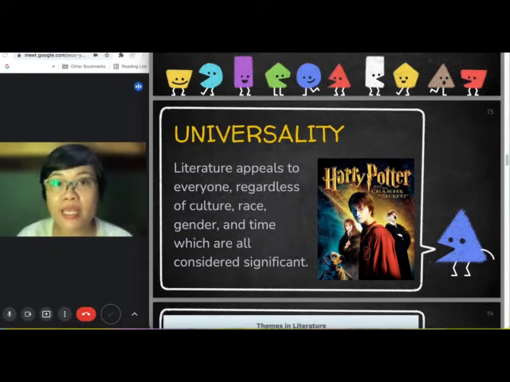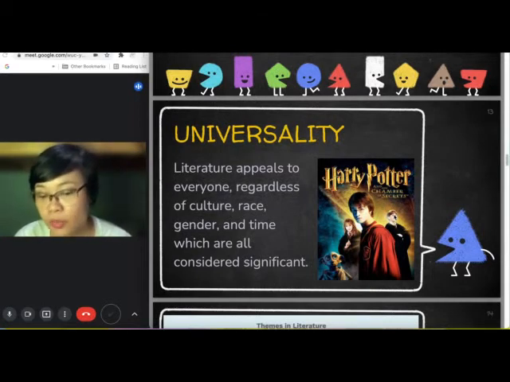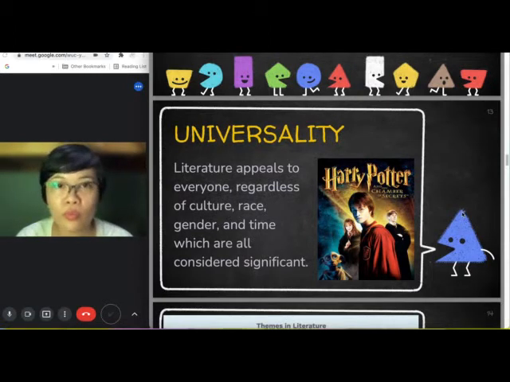One good example is Harry Potter. So there are millions of Potterheads around the world, and millions of them have grown up with the novels and the movies. And you can see a lot of merchandise, a lot of websites, fandoms of Harry Potter. And that is only one good example of the universality of literature. So regardless of where people are in the world, they have all enjoyed Harry Potter.